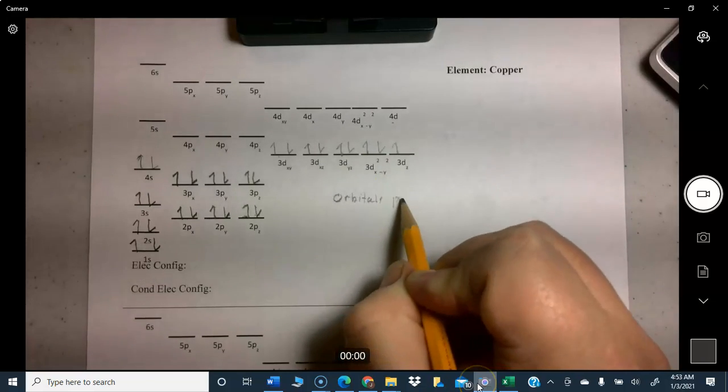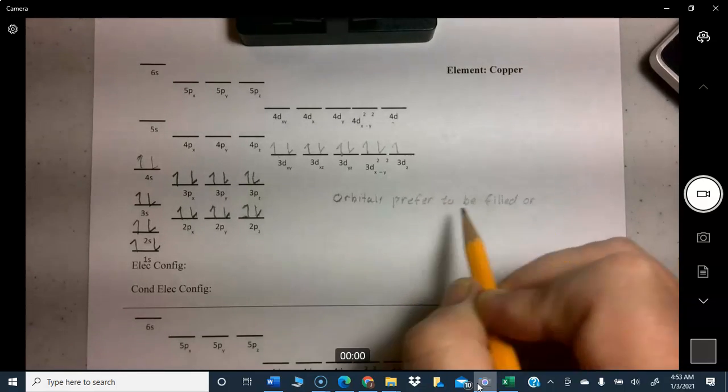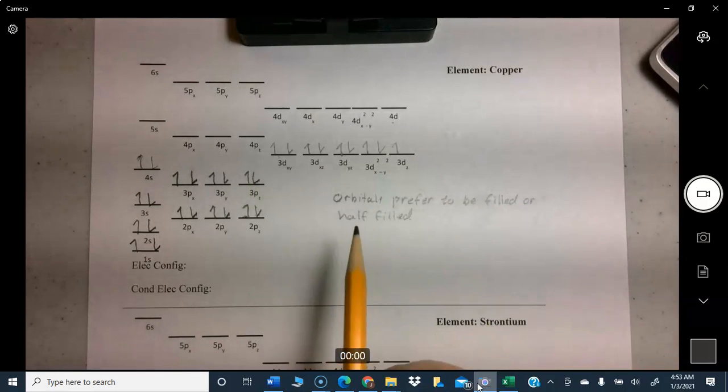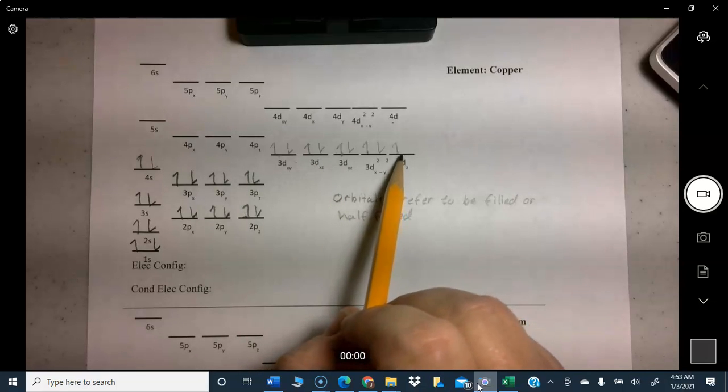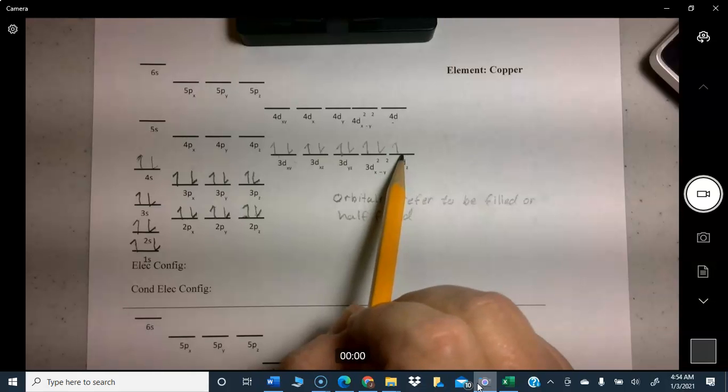You just need to understand this rule: orbitals prefer to be either filled or half filled. So if you look right here, copper is only 1 electron away from having a filled d orbital.